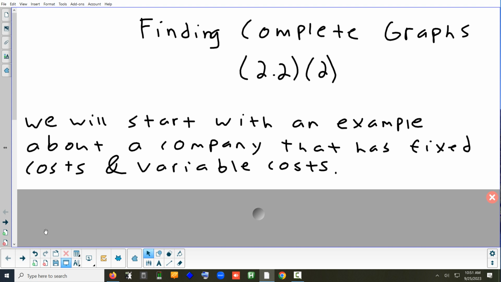Then, depending on how many items they produce, they might use more materials. Like if they print T-shirts, they're going to use more T-shirts. They're going to use more ink. So the more they make, that's a variable cost. It depends on how many shirts they make.